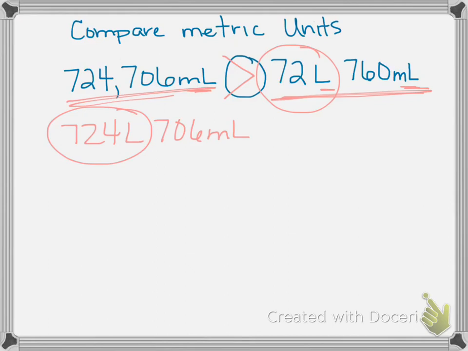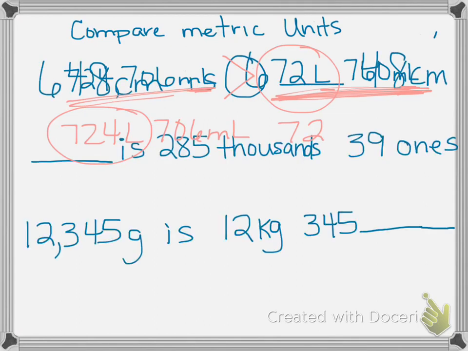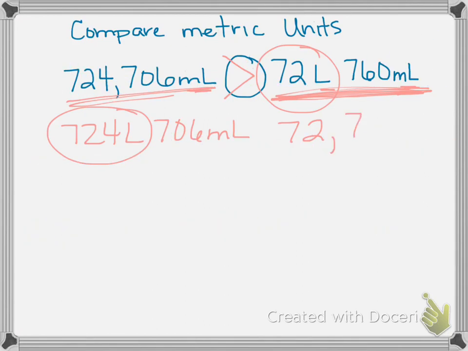Another way you could do it, and maybe you prefer to do it this way, is to convert 72 liters, 760 milliliters back into just milliliters, and that would be 72,760 milliliters. Okay, and then you could go ahead and compare that here. So you have 72,724 thousands, and right away you'll be able to say 724 thousands is greater than 72 thousands. So when you're comparing, just remember, get like units. Okay, either get your liters and milliliters or convert all to the smaller unit.